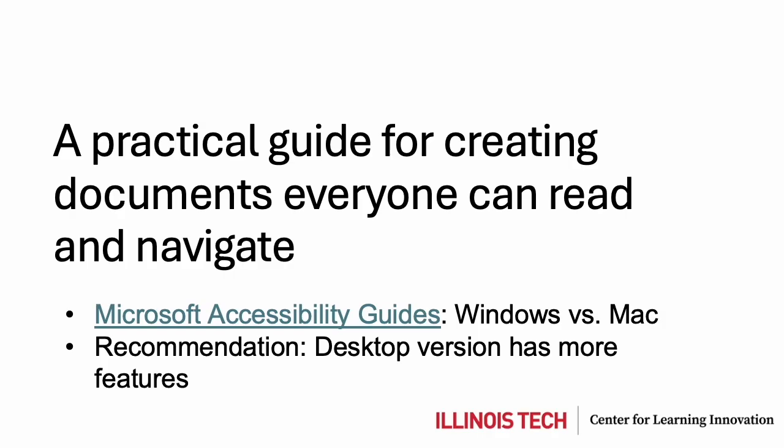Before getting started, it's helpful to know where to find some support and guidance. Now, Microsoft itself provides quite a few accessibility resources for both Windows and Mac users. And we also know there's a wide variety of Word versions available. There's online, the web version, there's the desktop version, there's Windows, Macs, there's different versions within all of those. And while these accessibility features are available across all versions, the desktop version of Microsoft Word offers the most comprehensive set of tools and is generally recommended when creating accessible documents.